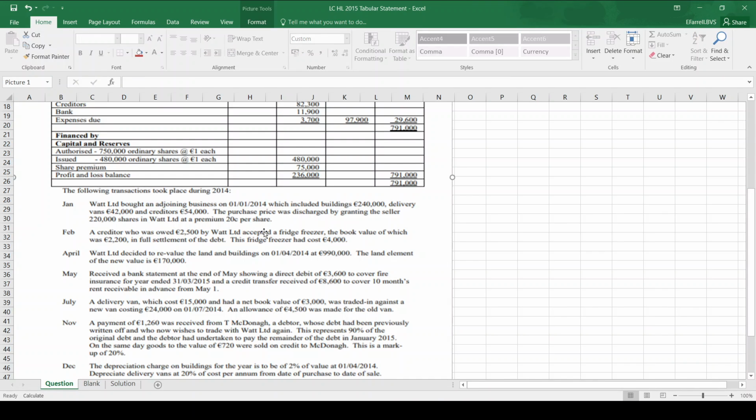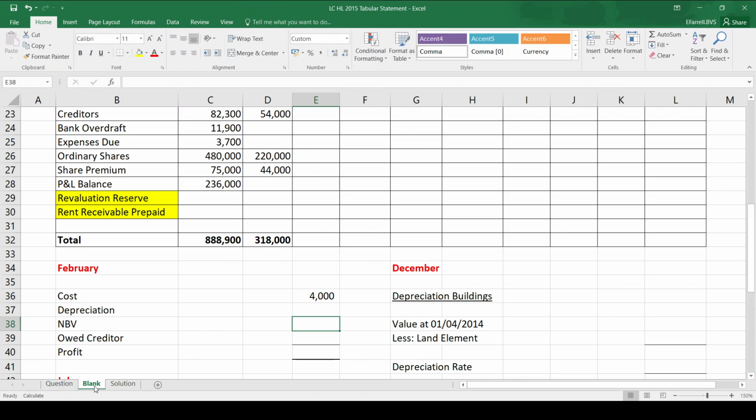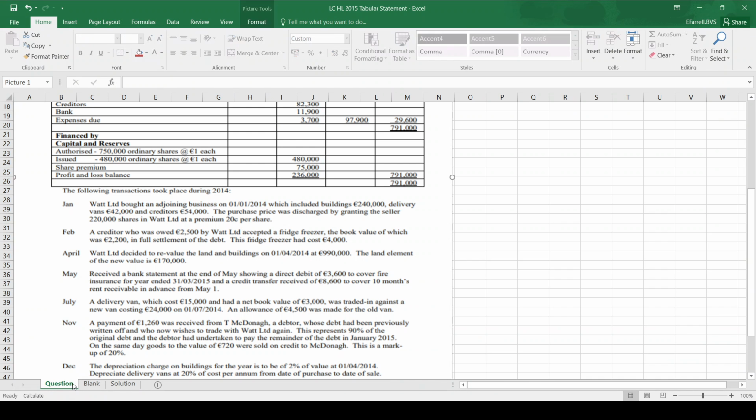In the question, the cost is 4,000. It tells us that the book value is 2,200. Sometimes they might give you the depreciation and you have to work out the book value. Sometimes they give you the book value and you work out the depreciation. Here we're told the net book value is 2,200, which means the depreciation must have been the difference between the two, which is 1,800.